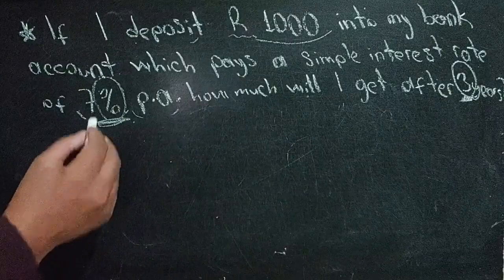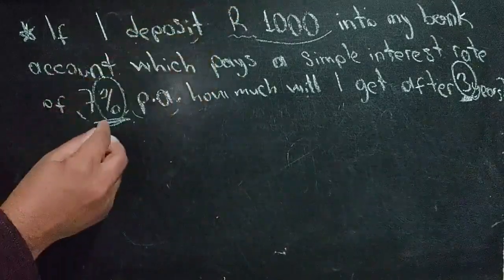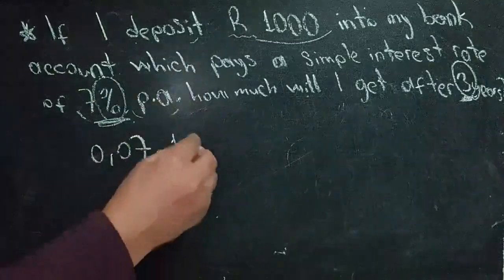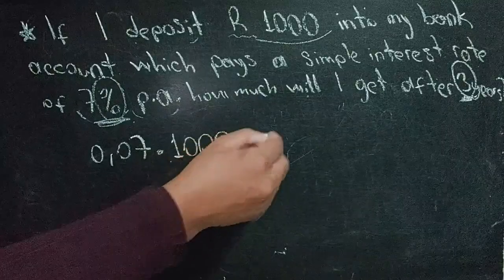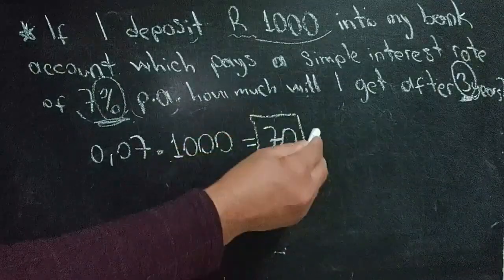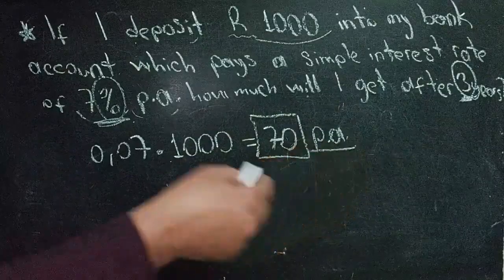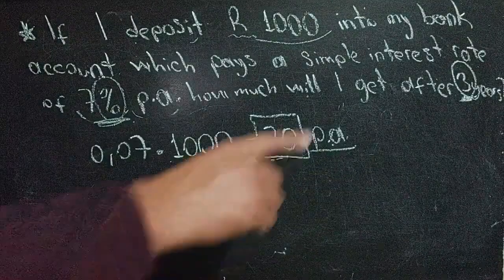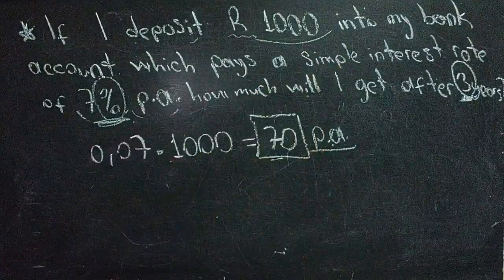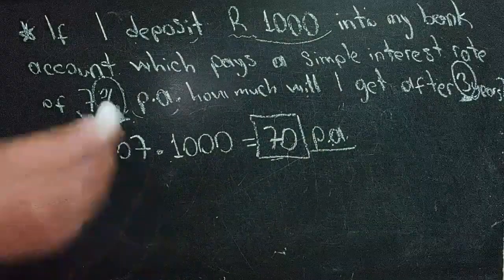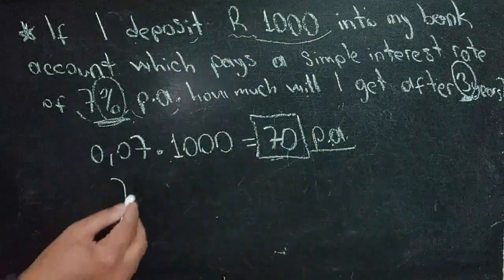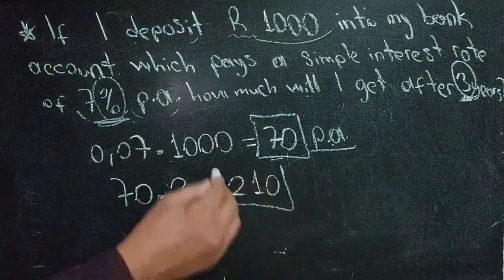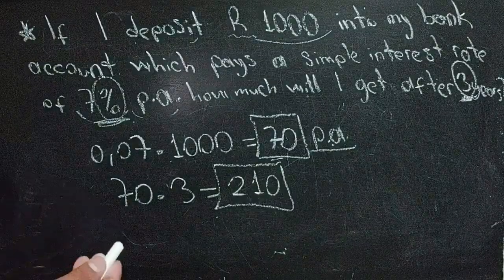So now the 7% of the 1000, that will be 0,07 times 1000. So from there I will get 70 rand. That means 70 rand will come to my account per year. So how many years? 3 years. You are going to find now how much is going to come to your account after 3 years. You are going to multiply 70 by 3. That will give you 210. So after 3 years I will get 210 rand.